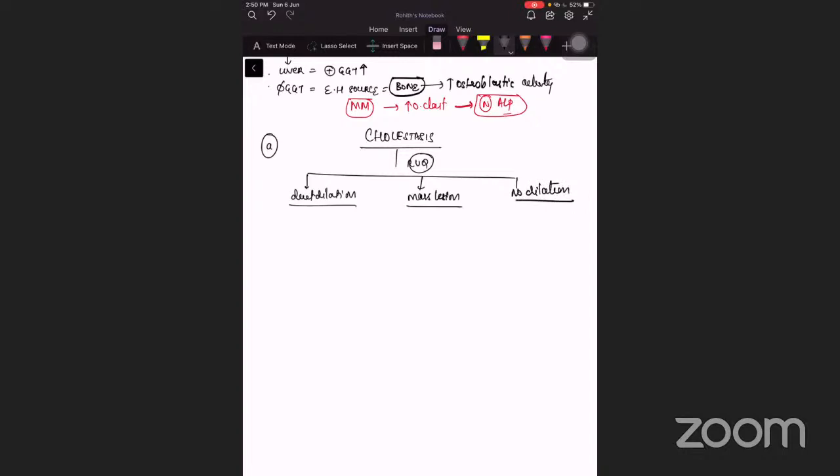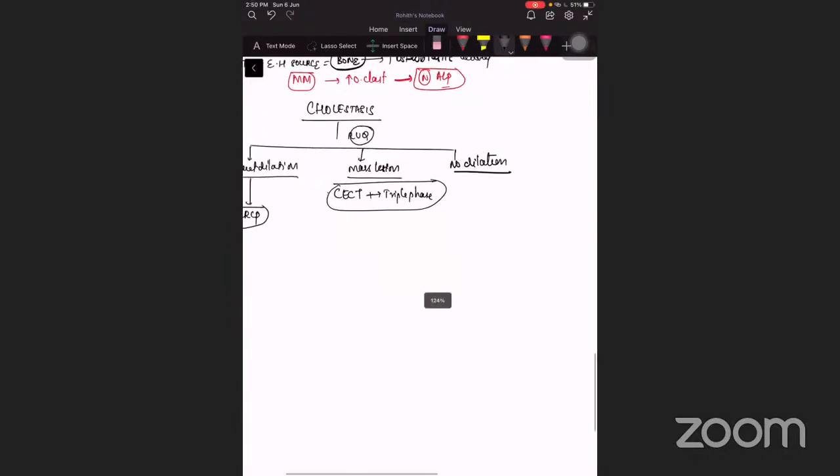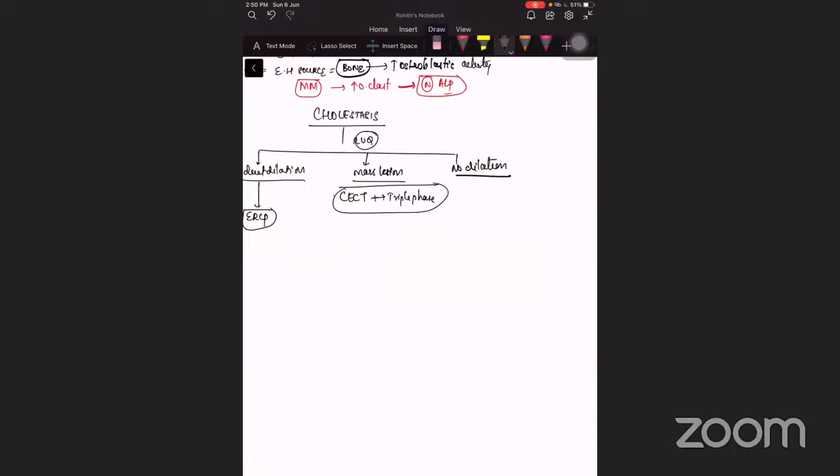So if there is a ductal dilatation, then you think of extrahepatic causes. So you should proceed with the ERCP, because that is going to be both diagnostic and therapeutic. If you have a mass lesion, so mostly like HCC or some lesions, then you think of CECT, which is going to be triple phase CT, where you look at the arterial phase, portal venous phase, and the venous phase.